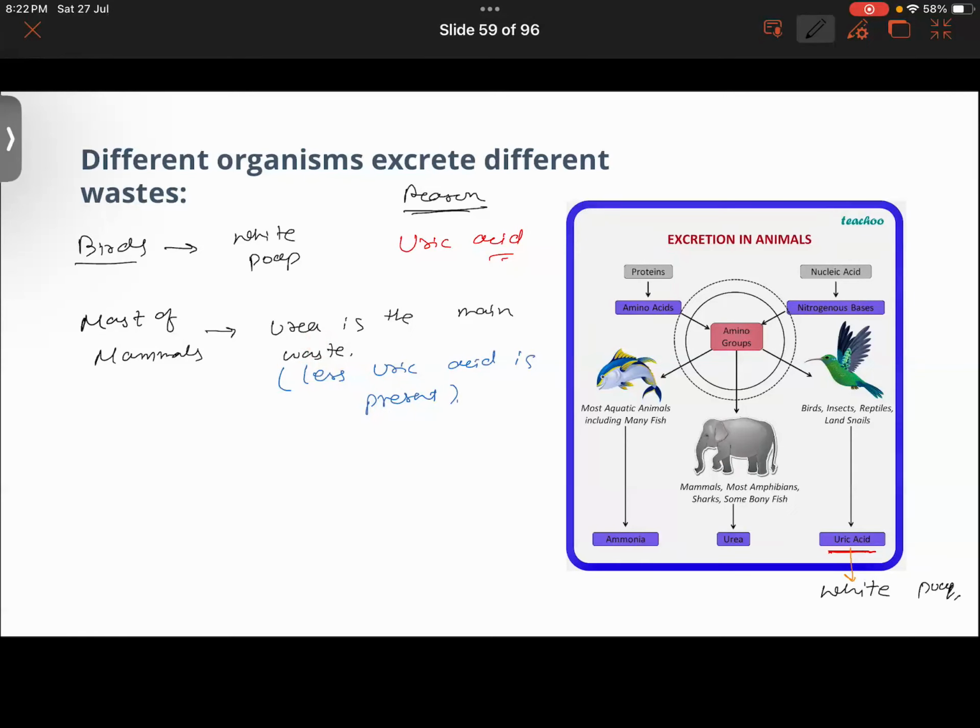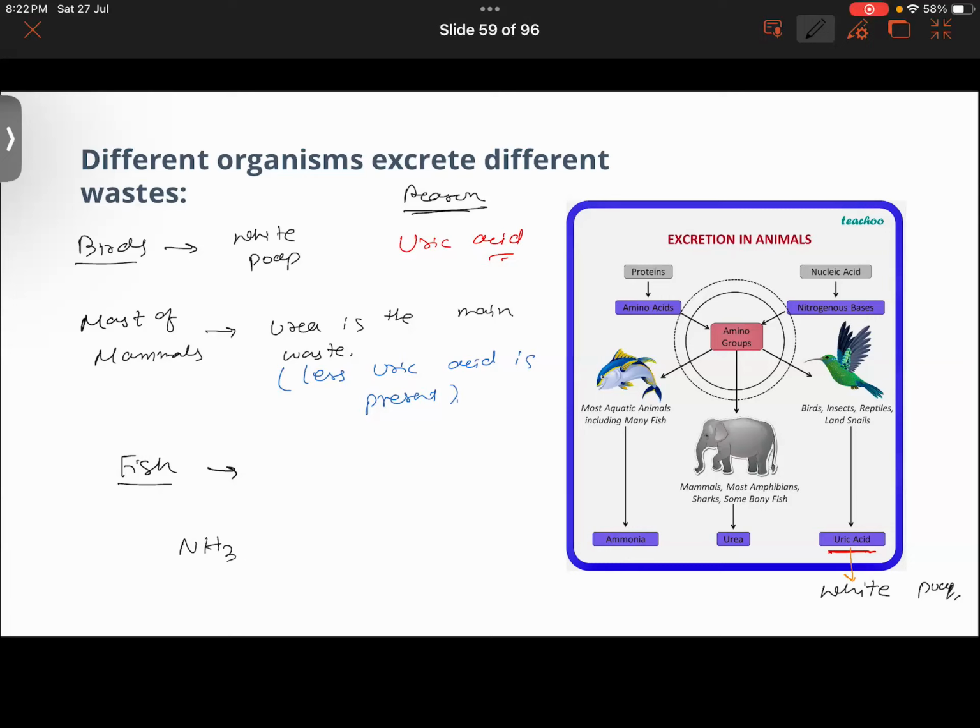Then talking about the fishes, what kind of waste do they excrete? Ammonia. Very good, that is ammonia. Furthermore, you know that ammonia has a great role to play in soil fertilization. Ammonia is a very good substance for soil fertilization, because ammonia is basically NH3.